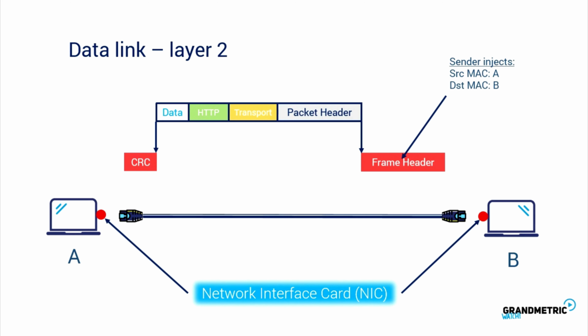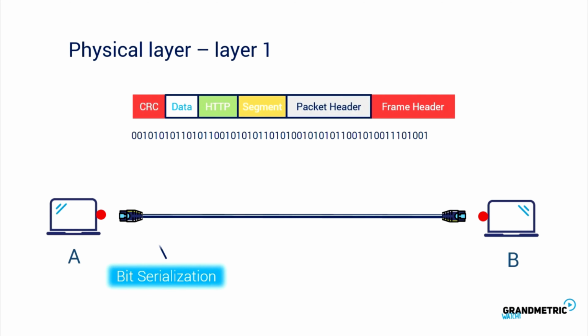Sender injects the physical address of the NIC, called the MAC address, as the source, and the physical address of the receiver's NIC as the destination, into the frame header. The prepared frame is then serialized and put on the wire as raw voltage levels.